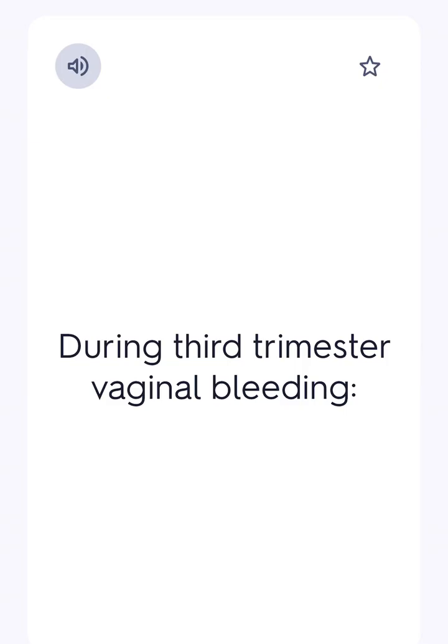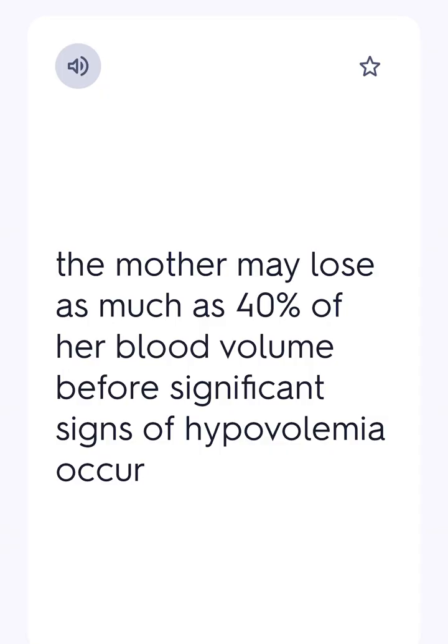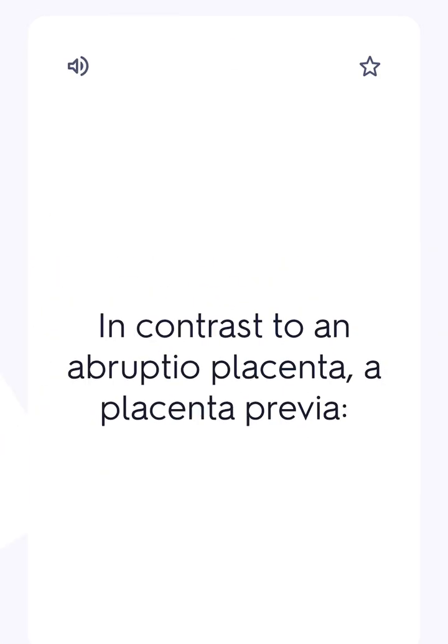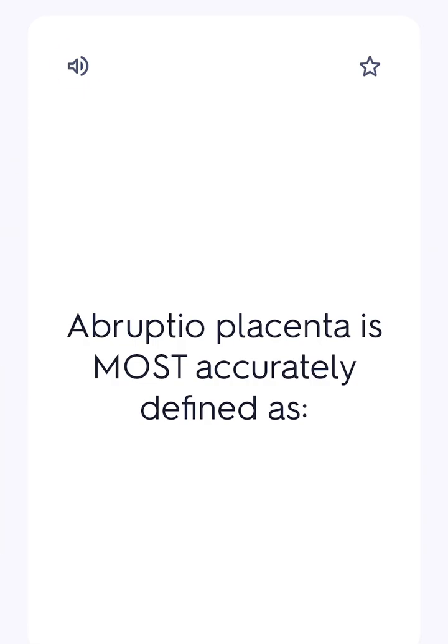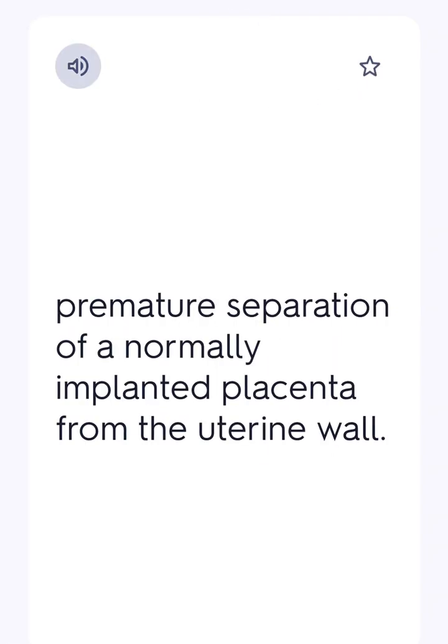During third trimester vaginal bleeding, the mother may lose as much as 40% of her blood volume before significant signs of hypovolemia occur. In contrast to an abruptio placenta, a placenta previa usually presents with painless vaginal bleeding. Abruptio placenta is most accurately defined as premature separation of a normally implanted placenta from the uterine wall.